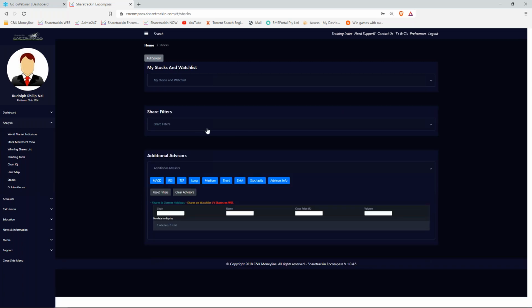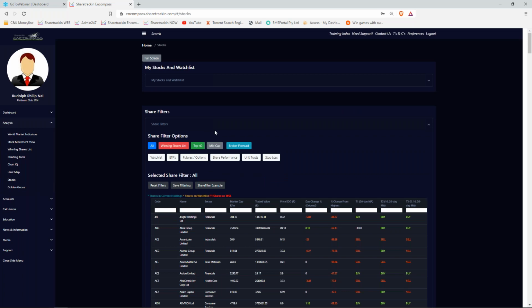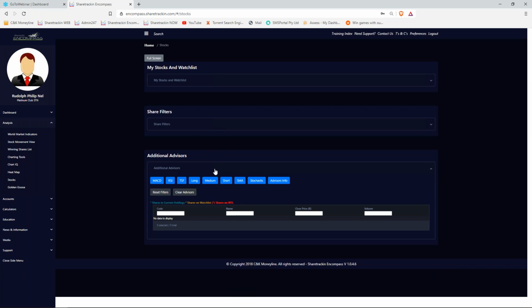Then the share filter, once again, is the more advanced way of looking for shares, because the share filter works on moving averages. For instance, a 20-day moving average, 10-day moving average, and a 20-day moving average, but we'll get to that later. But we're going to use, as I said, the additional advisor.